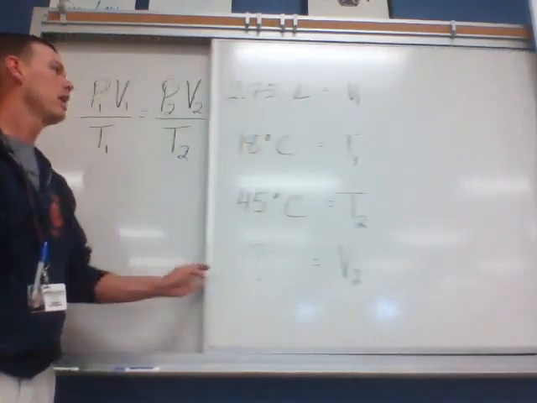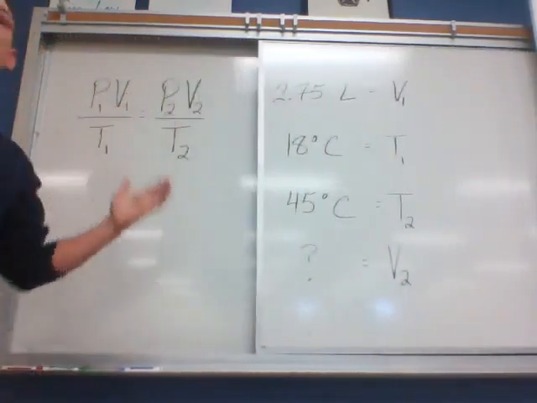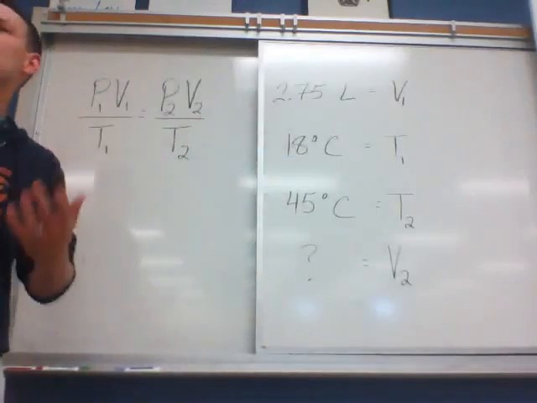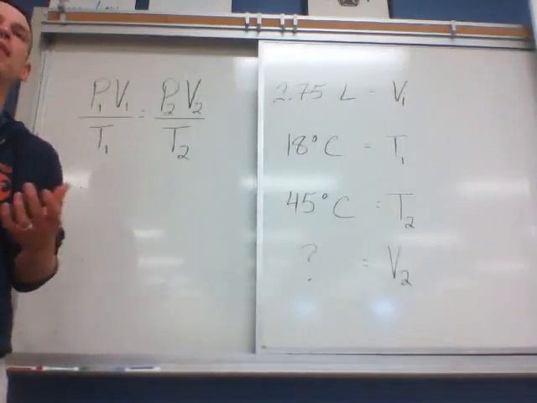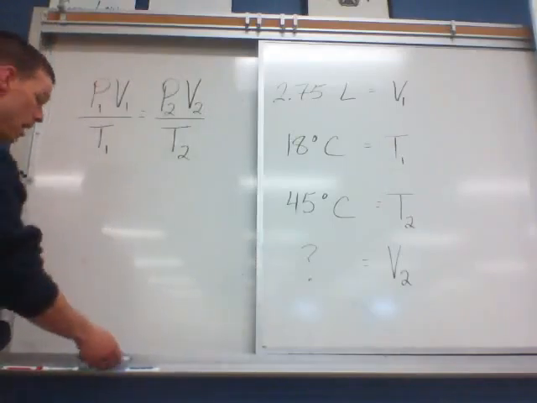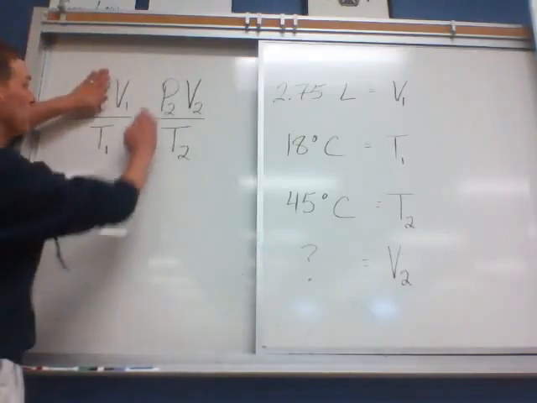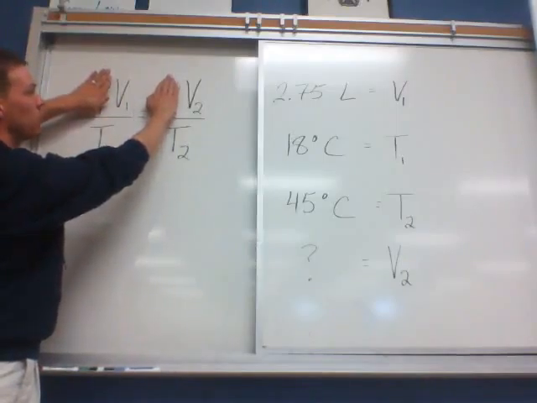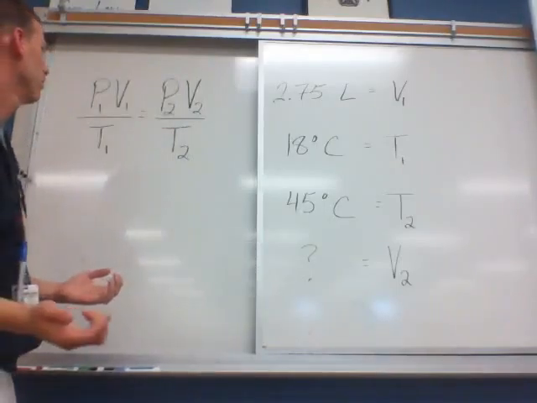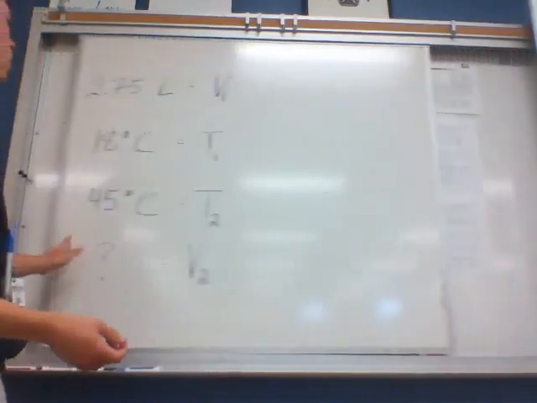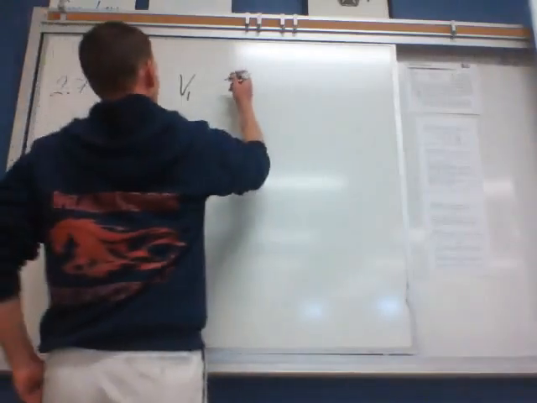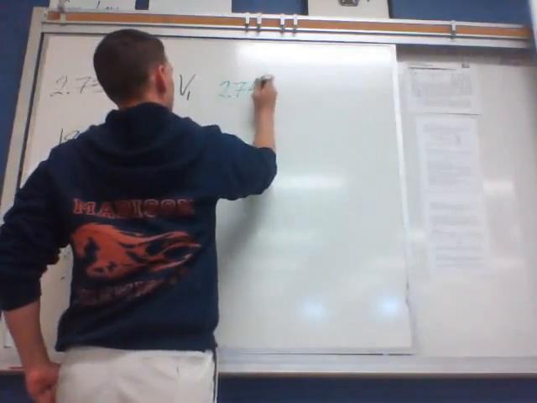Now what you'll notice is the equation has pressures in it, and our problem does not. That's going to happen often. What you do is you ignore the missing units. Since this problem doesn't use pressure, I'm going to pretend like the P's aren't there. And if you pretend like the P's aren't there, the equation becomes V1 over T1 equals V2 over T2. And then you just solve for that. V1 over T1. All right. My V1 is 2.75.